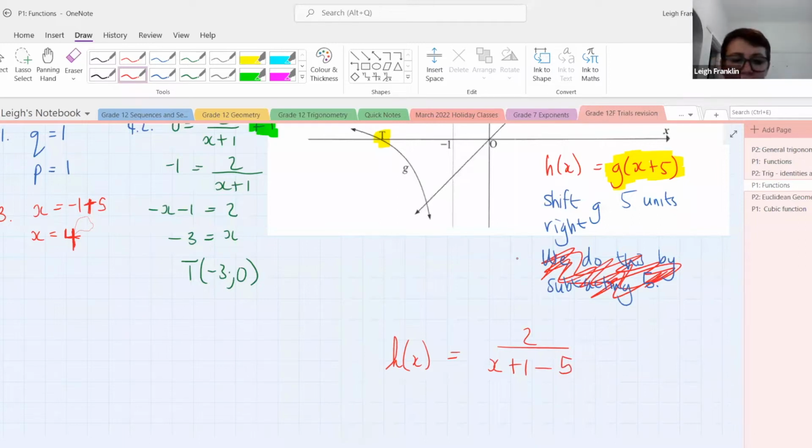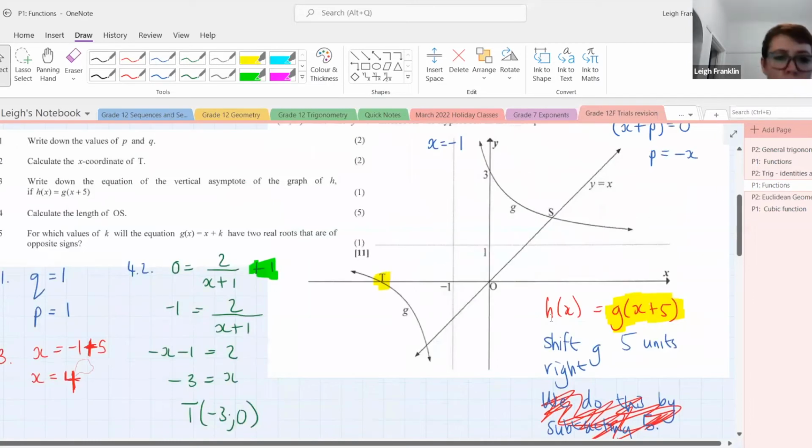Okay, so that's when we're subbing into the equation. But here it's a vertical line. So it's a vertical line that's going to be moved 5 units to the right. So it makes sense that it would be 4.